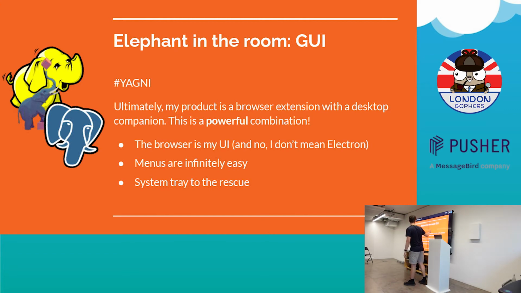My product is actually a browser extension, and then it has a little Golang program running on your computer. It's actually a really powerful combination, because you don't need to mess around with UI. So the browser is my UI. This means that I don't have to deal with all of this weird stuff, like making syscalls and dealing with all these operating system APIs and cross-platform compilation. Menus are really easy. You can just make a little menu pop up when you click a tray button. I was like, that's kind of cool. So yeah, system tray to the rescue.